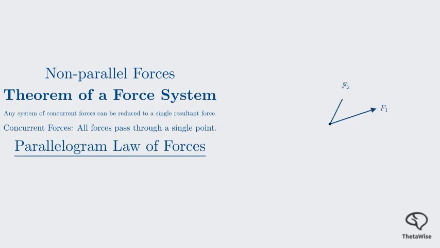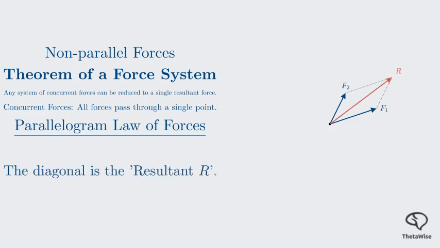Let's say we have two forces, F1 and F2, acting at a point. We can form a parallelogram with F1 and F2 as adjacent sides. The diagonal of the parallelogram, starting from the point where F1 and F2 originate, represents the resultant force, R. This resultant force has the same effect on the object as the two original forces combined. So, to recap, the theorem of a force system tells us that we can always simplify multiple concurrent forces into a single equivalent resultant force. A common way to find it is with the parallelogram law.